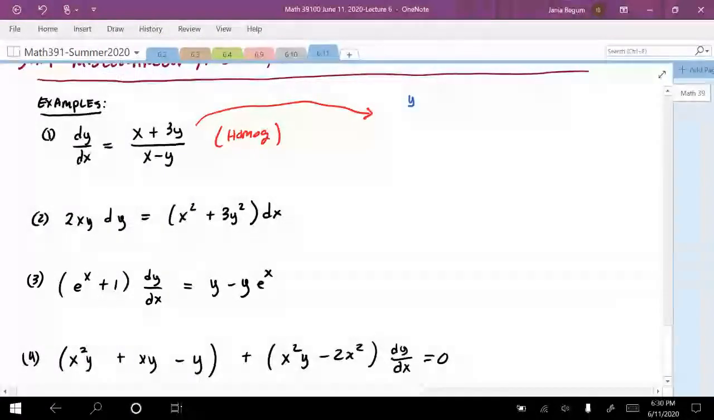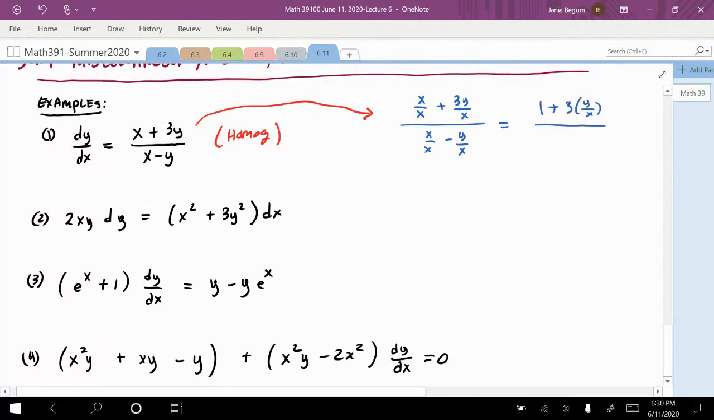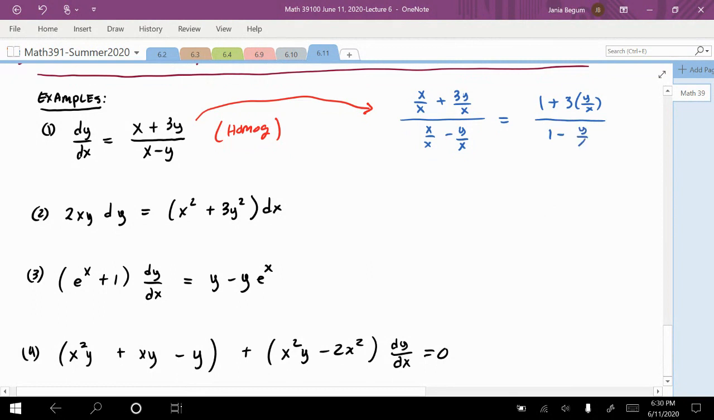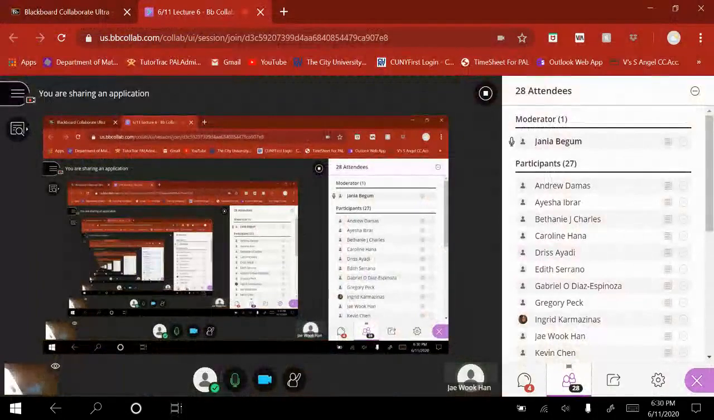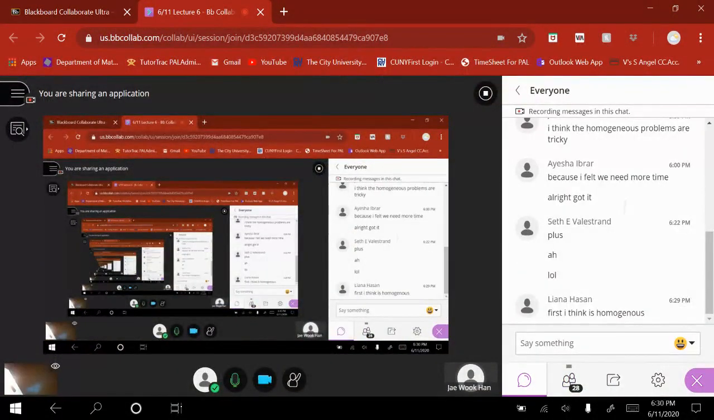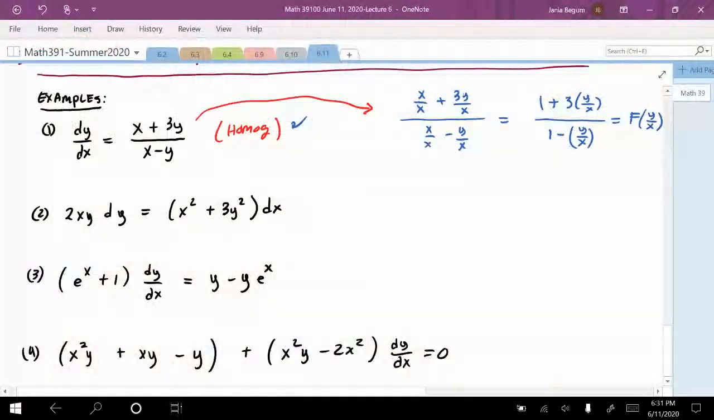x over x plus 3y over x, over x minus y over x. So it looks like 1 plus 3 times y over x, over 1 minus y over x. So there you go, you have the function of y over x. So homogeneous will be the method to go for this. Any questions on that? So Liana, yep, that's correct. So first one is homogeneous.